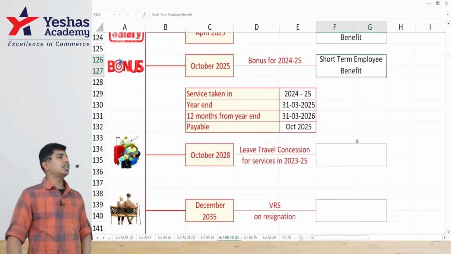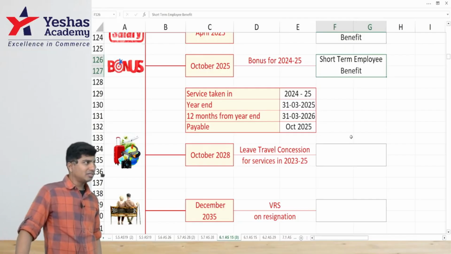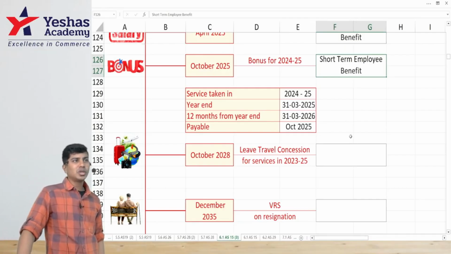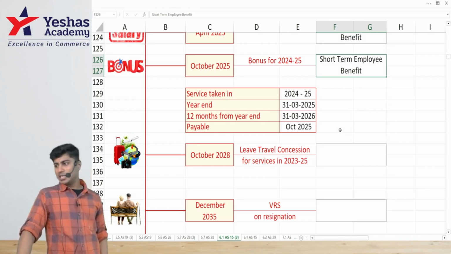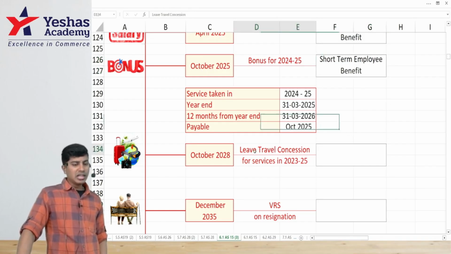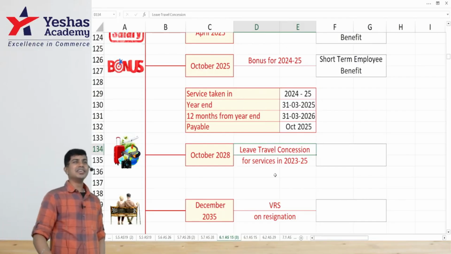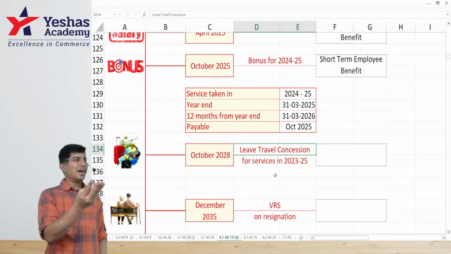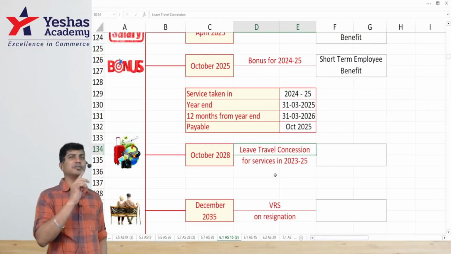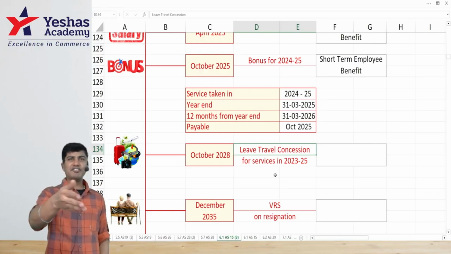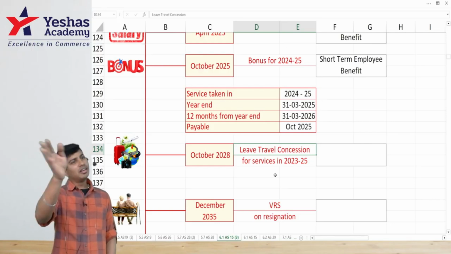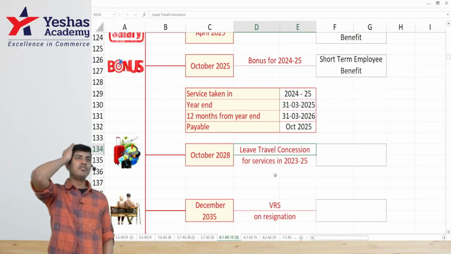October 2028. What's happening in October 2028? Leave travel concession. Leave travel concession means the company will tell you, you go on a trip. I will pay all the money. I'll pay for your hotel room. I'll pay for your flight ticket. I'll not just pay for you, I'll pay for your wife or children or husband too. I'll pay for your full family. You go with your full family.